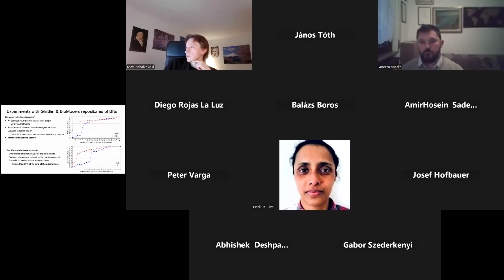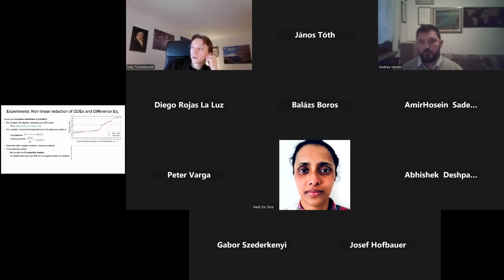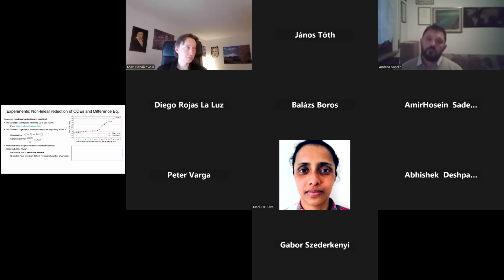Do I want to say more on this? Maybe I go on to the nonlinear reductions. For the nonlinear reductions, this was another repository, the third one, which was NetSchleuder, I think. We considered 72 weighted networks with up to 200 nodes. There are more networks, but we limited ourselves to those with 200 nodes. And given a weighted graph, we associated to this weighted graph, or adjacency matrix, a dynamical system.